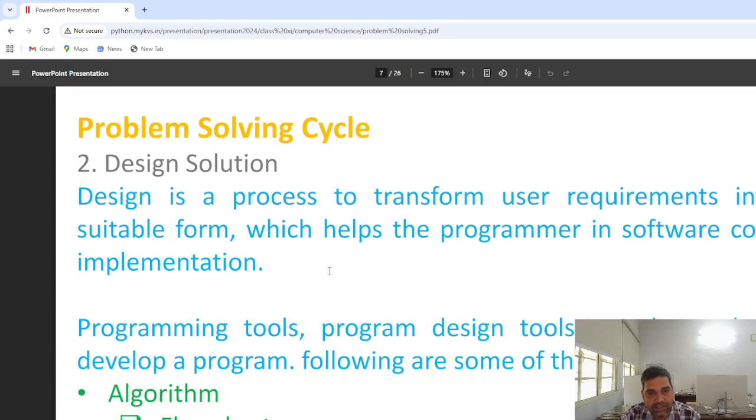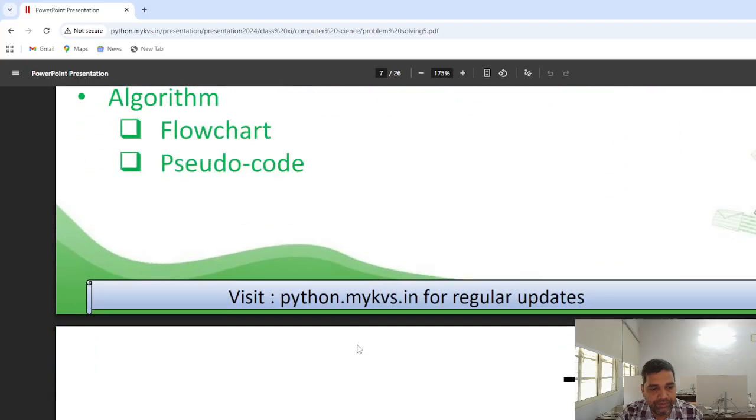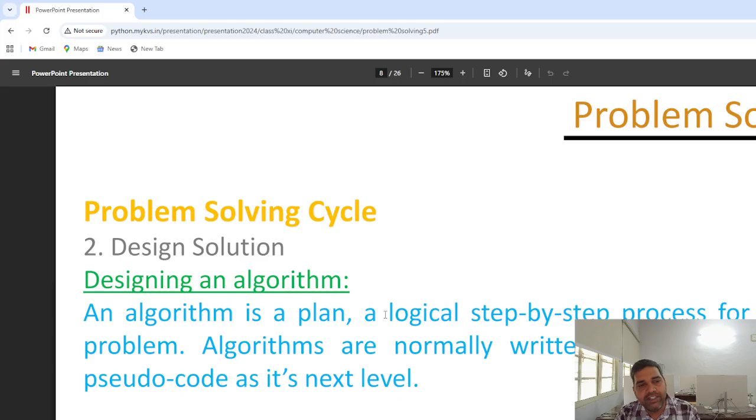Design is the process to transform the user requirements into some suitable form, which helps the programmer in software coding and implementation. So students, program design tools are the tools used to develop a program, and the following are some of them. What are the programming tools we use? Algorithm, flowchart, pseudocode. In this chapter, we will study in detail the flowchart and the pseudocode.